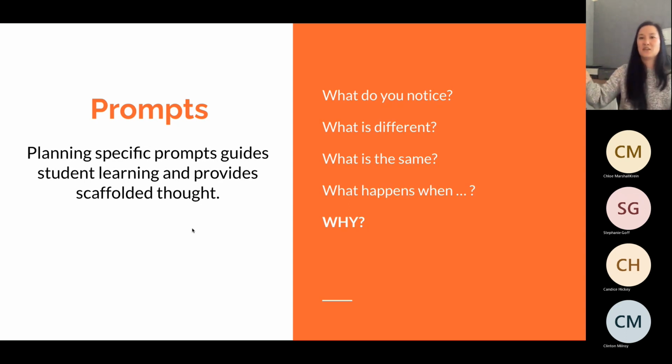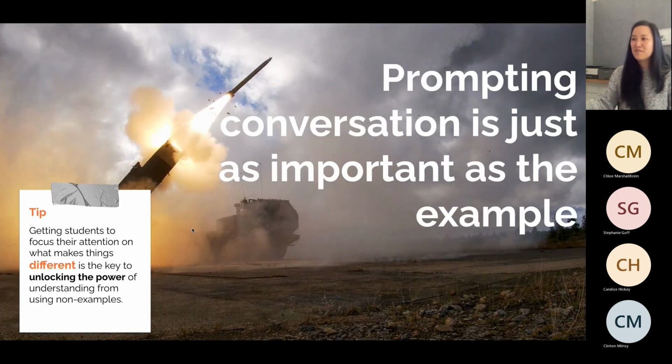So getting them to think, one, it's okay to make mistakes. And it really is that growth mindset thinking: it's okay to make mistakes, and what do you learn when you make those mistakes? And getting them to articulate it and talk about it. So prompting conversation is just as important as the example.